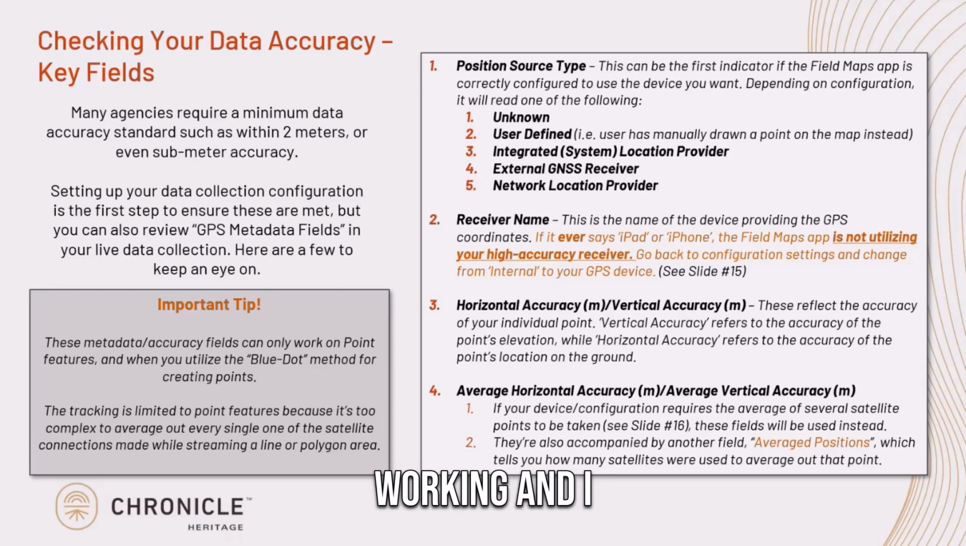Now, if you have a company iPad that's paired with an external receiver, we'll get more into that later. However, if you're using a high accuracy device that has its own receiver, it may read as its own GPS system with very high accuracy. So you may see this one frequently depending on what device your team uses.